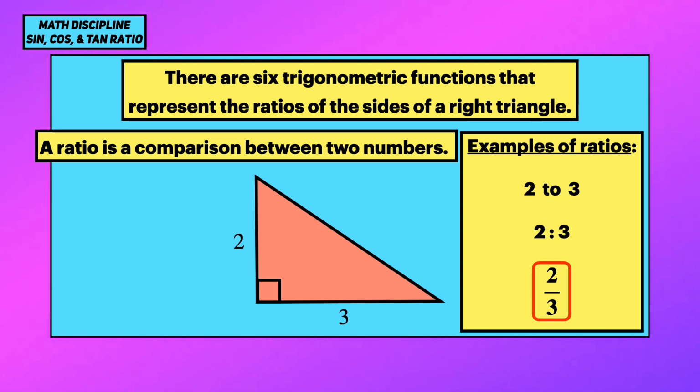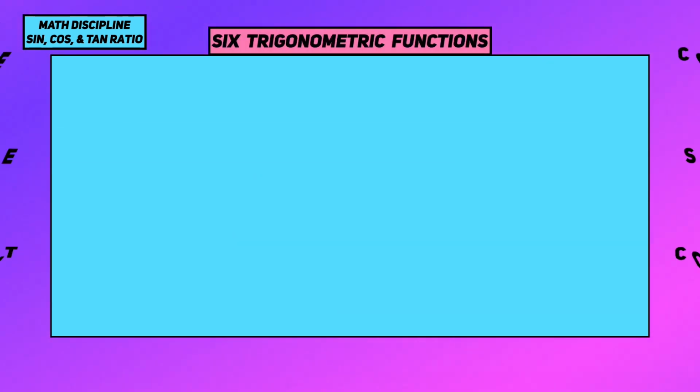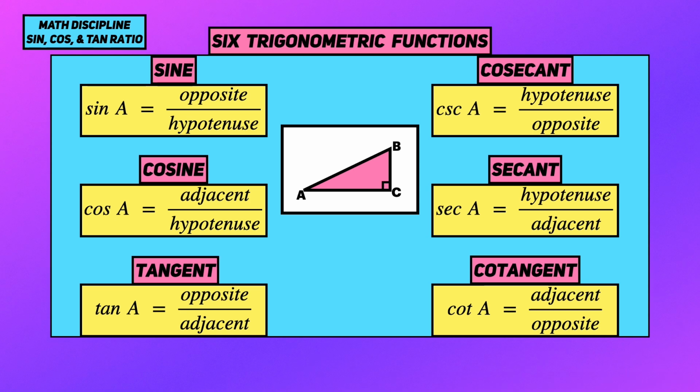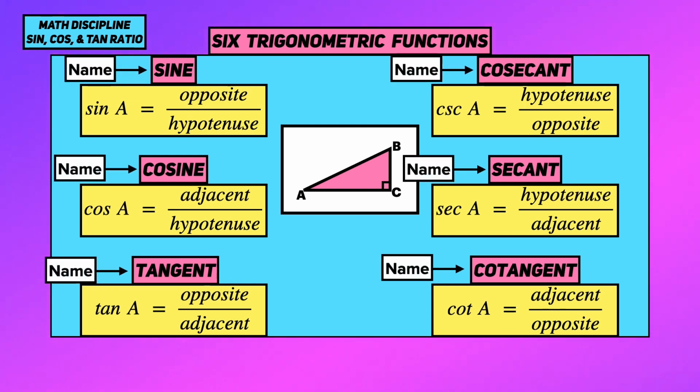Now, how do you express which sides of a triangle to compare, and which number to write on the top of the fraction and which number to write on the bottom of the fraction? Let's take a look at the 6 trigonometric functions. Each trigonometric function is comparing two sides of a right triangle. A right triangle is a triangle that has a 90-degree angle. The 6 trigonometric functions are sine, cosine, tangent, cosecant, secant, and cotangent.